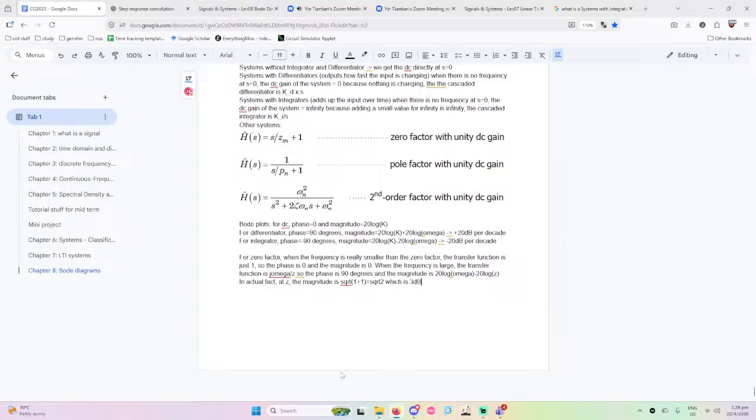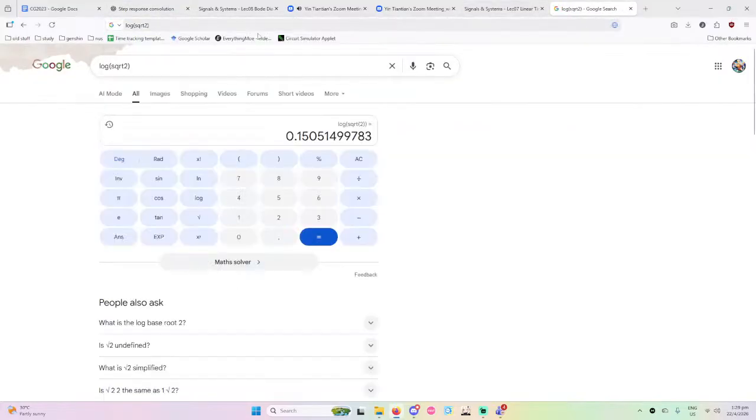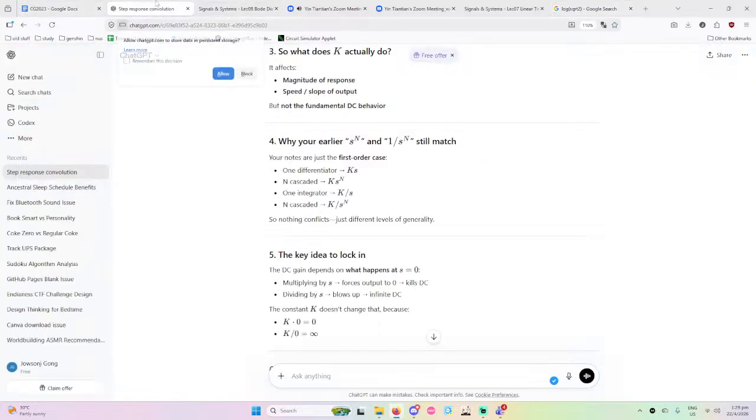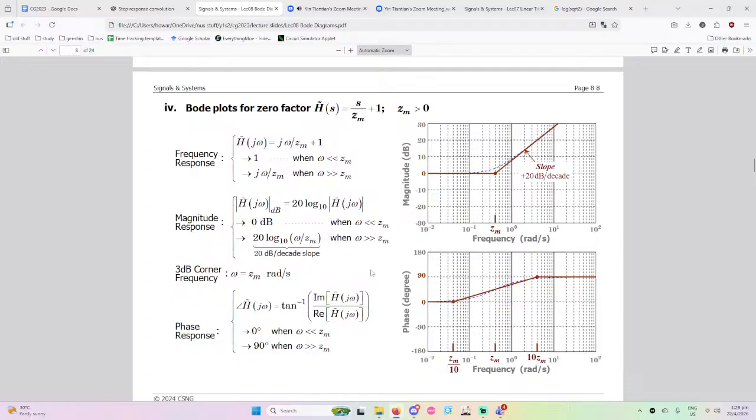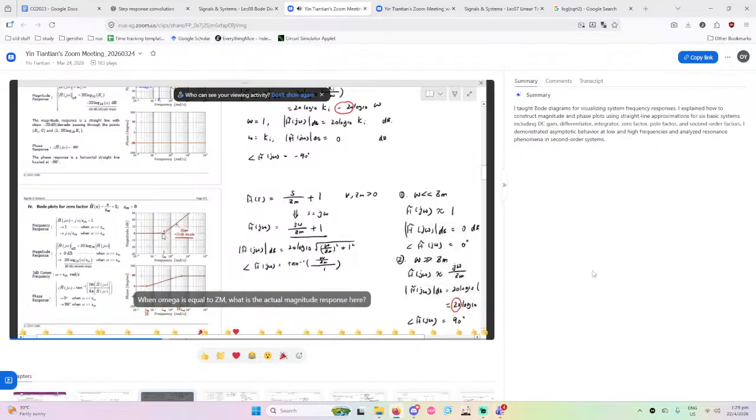Now I have a question for you. We know that the Bode plot is the approximate visualization of the frequency response, right? What if I want to know the actual response at this point? So when the frequency is equal to Zm, what is the actual magnitude response here? What is the value here? Obviously, from this graph, it is between 0 dB and 10 dB. You can make a guess.